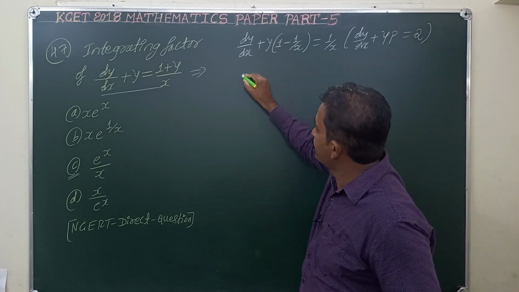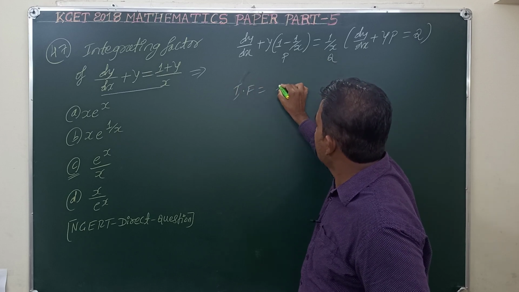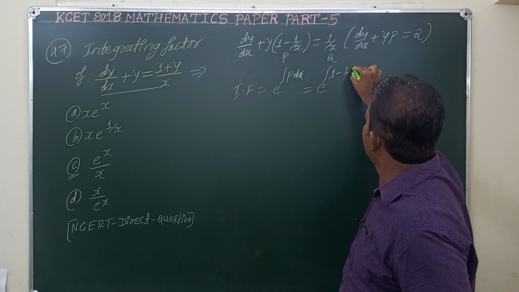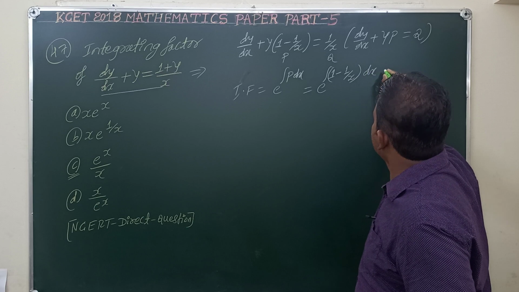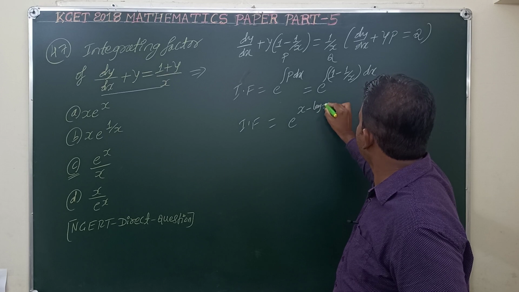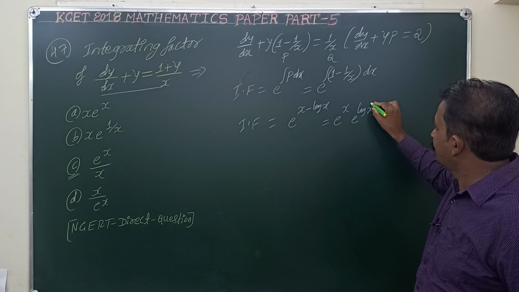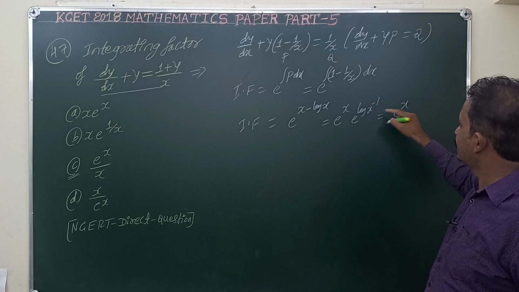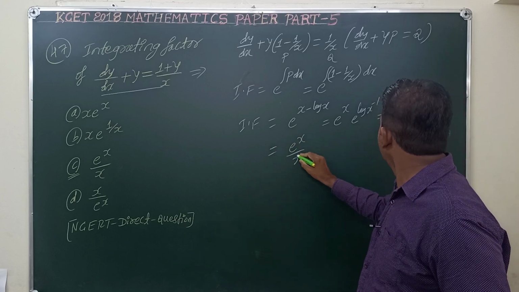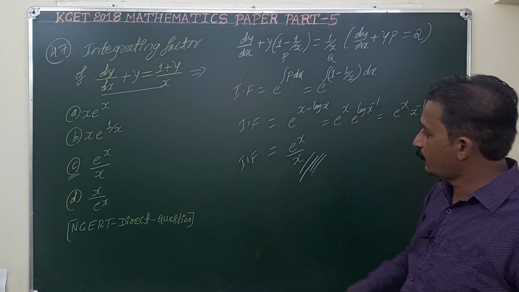Now integrating factor of this is p, this is q. Integrating factor of this differential equation is e power integral p dx. Now e power integral p dx means what? Integral of 1 minus 1 by x with respect to x. So now integrating factor is equal to e to the power of x minus log of x. So this can be written as e to the power of x, e to the power of log x inverse. This can be written as x inverse, nothing but e power x divided by x is the integrating factor of this differential equation, e power x by x.